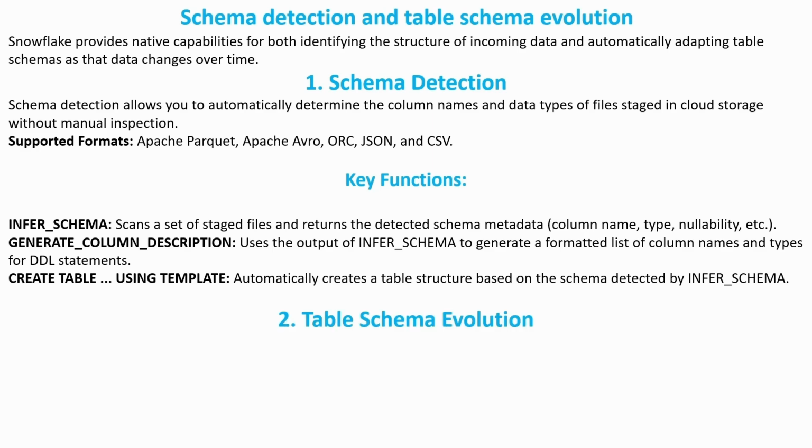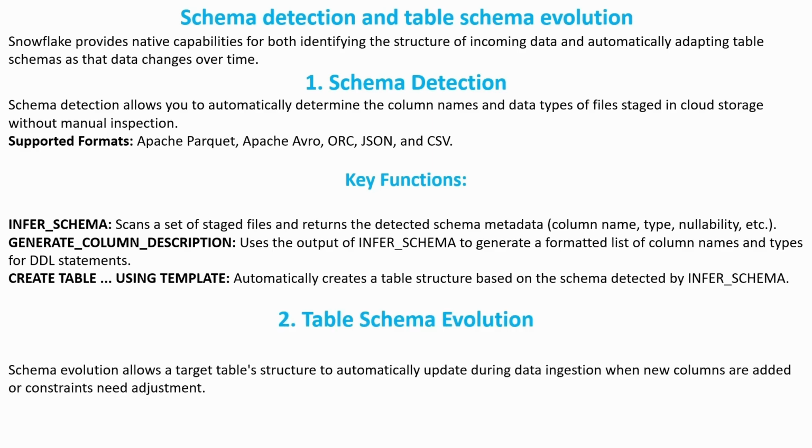Next up is table schema evolution. Evolution allows a target table structure to automatically update during data ingestion when new columns are added or constraints need adjustments. It is very simple to implement. You just need to say ALTER TABLE my_table SET ENABLE_SCHEMA_EVOLUTION = TRUE, and next time whenever the COPY INTO command runs, it will automatically detect the schema evolution and do the needful.